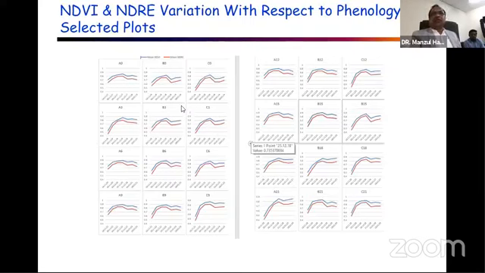Okay. So these are all the 16 plots. We try to plot every one of the 16 plots. And it's a controlled experiment with different inputs, and we try to see how things are changing in different plots according to inputs. Next slide.